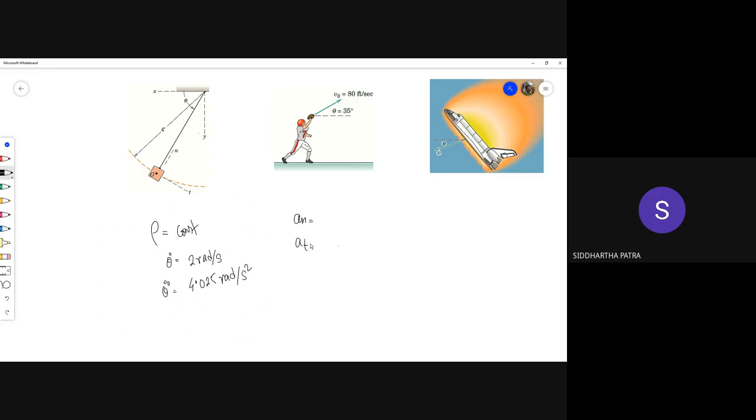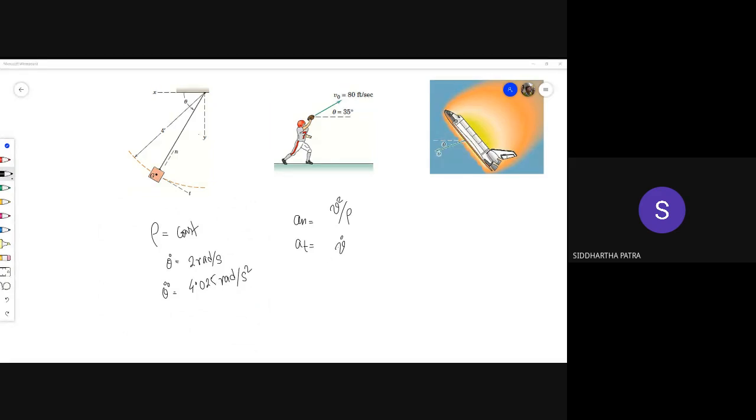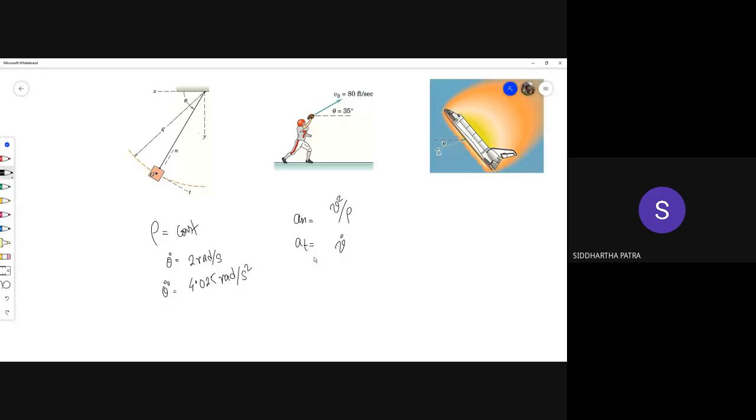Now, an we know is v squared by rho, and at is v dot actually, where v is the speed of the particle. At is the rate of change of the speed.